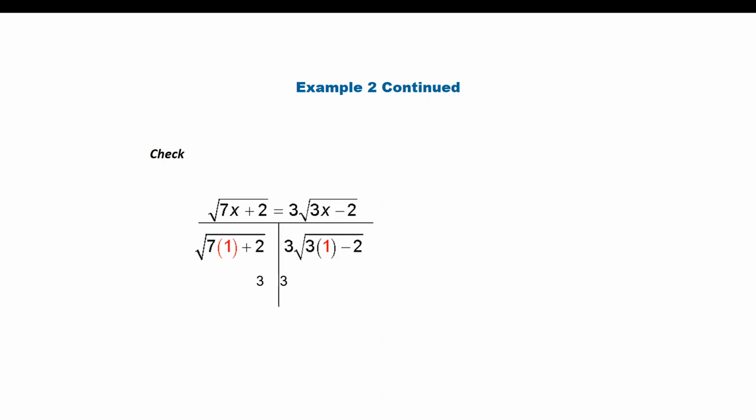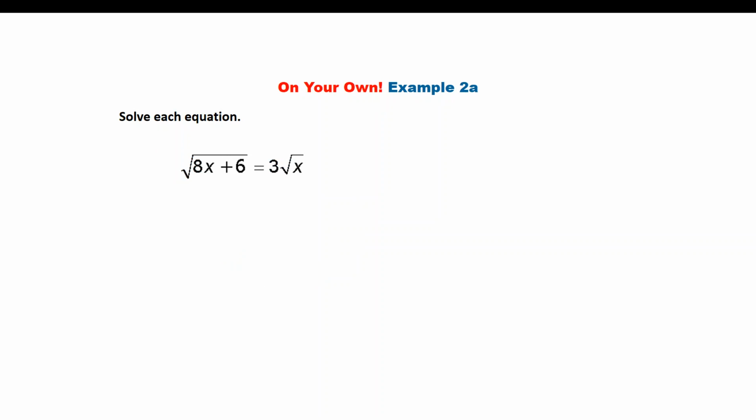And of course, always go back and check. Since x was 1, we just substitute 1 in place of our x. And when you do, 3 equals 3, and it's done right. All right, so try this one on your own. Go ahead and turn your video off and give it a try.